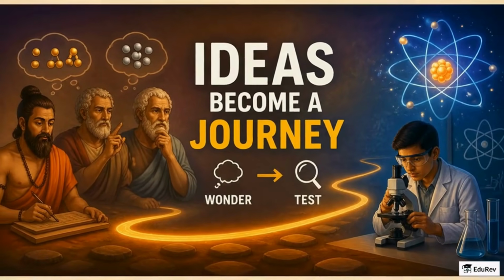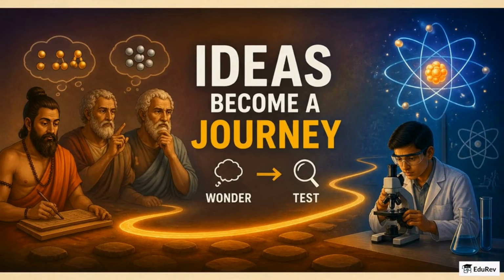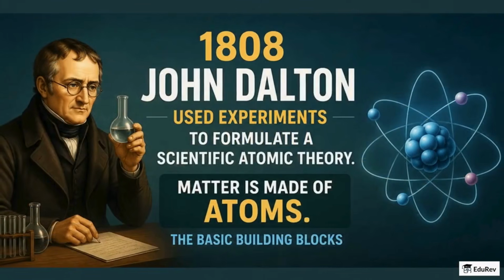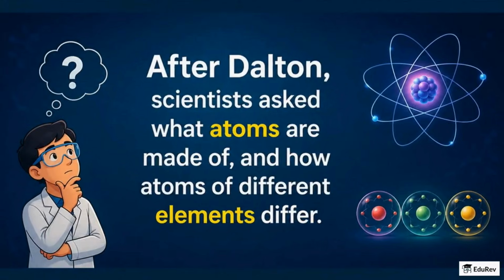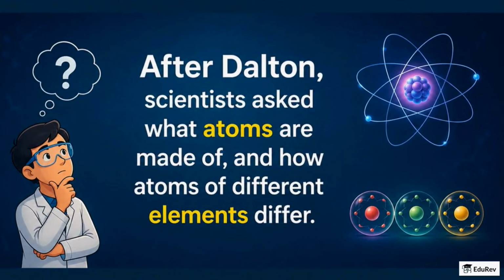These ancient ideas were mostly imagination, not experiments. But they started a long journey of wondering and testing. In 1808, John Dalton used experiments to make a scientific atomic theory and said matter is made of atoms, the basic building blocks. After Dalton, scientists asked what atoms are made of and how atoms of different elements differ.